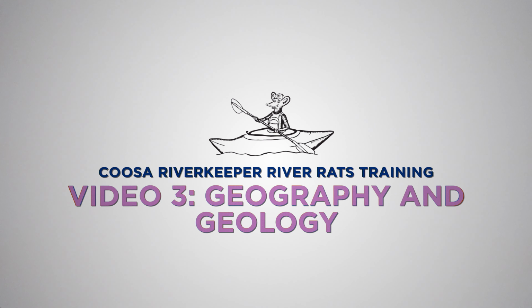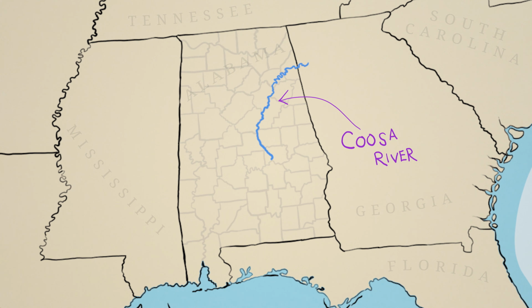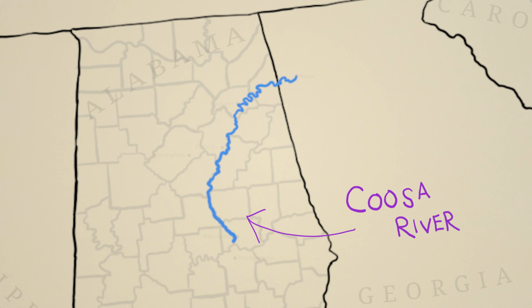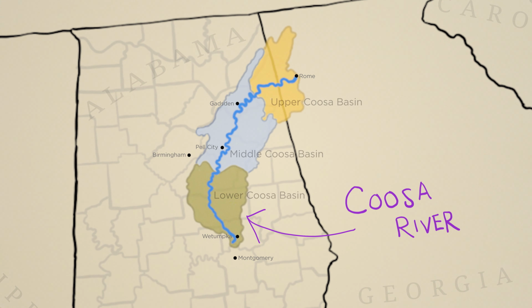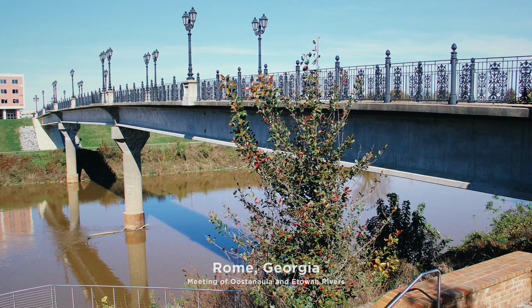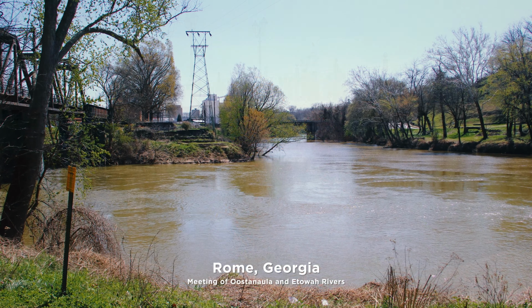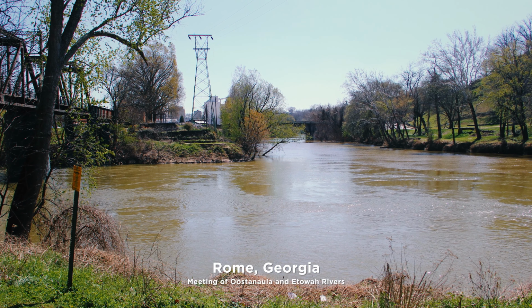The Coosa River watershed, or land areas where the water flows into the Coosa River, is divided into 3 basins, the upper, middle, and lower. The upper basin of the Coosa River is home to the headwaters of the Coosa, a network of smaller rivers and streams like Little River and the Chattooga. The Coosa River officially forms at the confluence of the Oostenaula and Etowah rivers in the heart of Rome, Georgia.